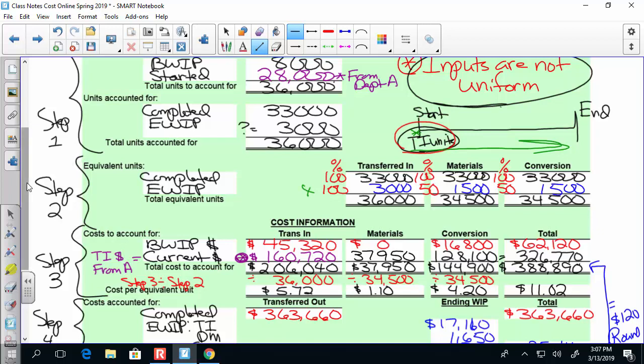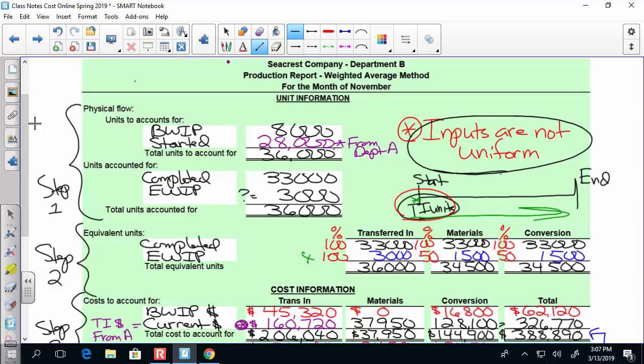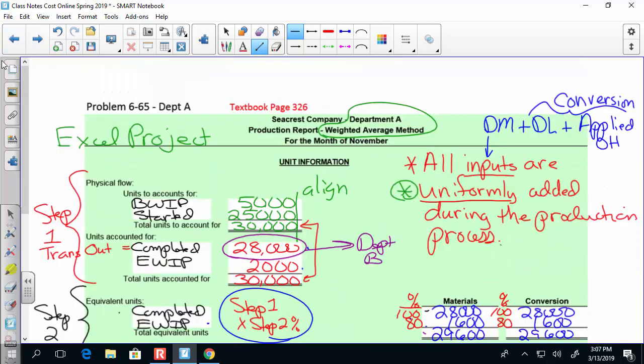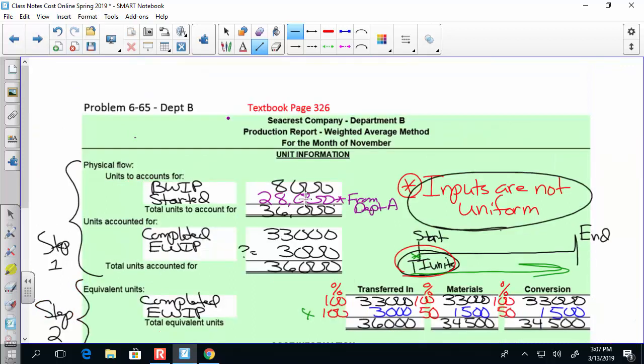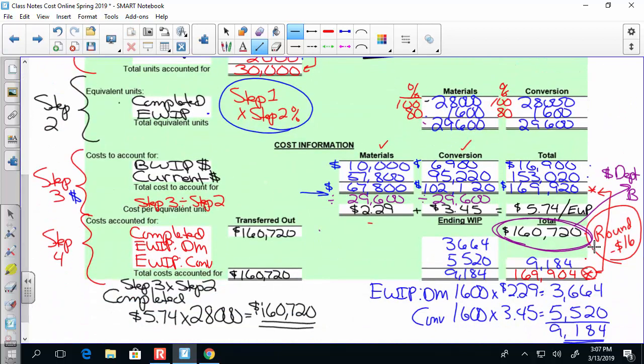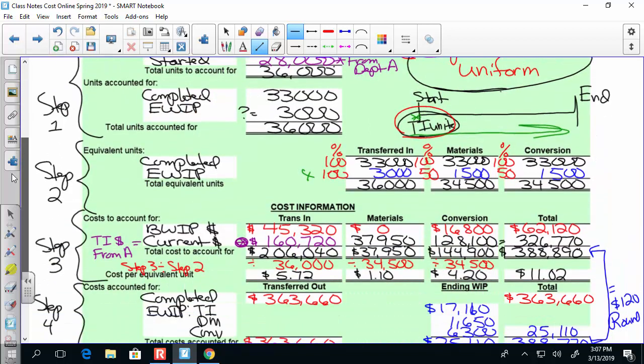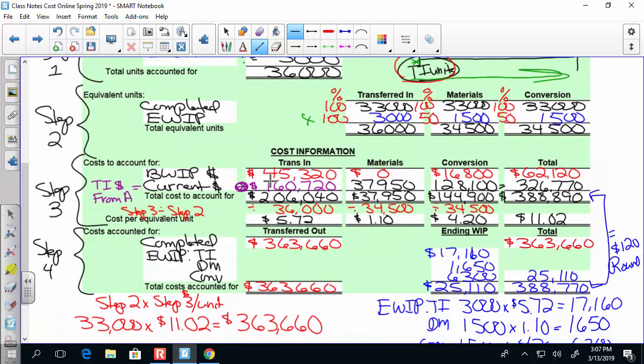Also look at the purple numbers. 28,000 from Department A. Remember, that transferred out, which is 28,000, goes to the next department, right? That's the started units in the next department. The same is true of the cost. The cost that we're pulling out of this department A gets transferred to B in purple in the current row column, right? Transferred in comes from department A.